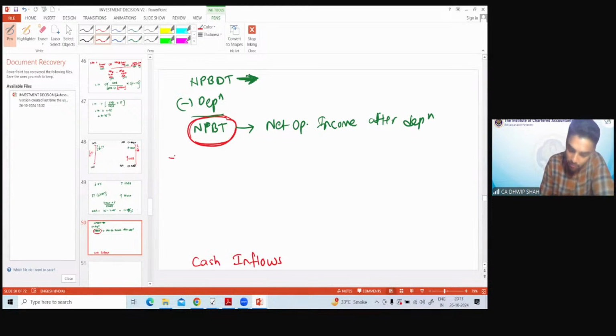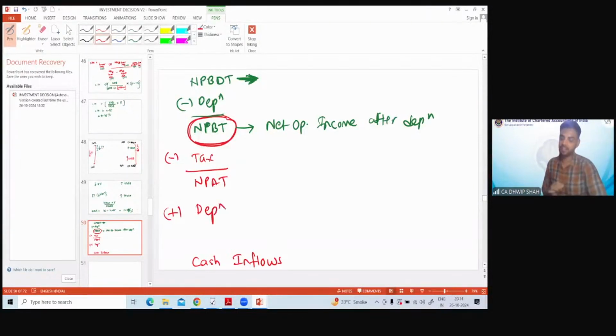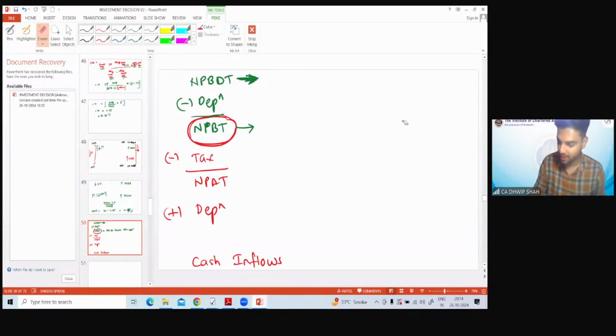So my format would be NPBT less tax, this will give me NPAT, and after that, since depreciation is a non-cash expense, I will add that. Correct? See friends, understood till here? This is very important in this illustration. You must understand from where the information is given, from where the income statement needs to be started. So here they have specifically mentioned net operating income after depreciation. So indirectly they are talking about NPBT.